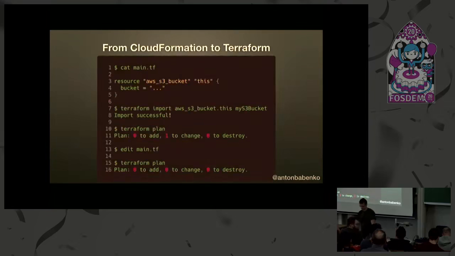It looks like this: you have to write code describing these resources, like in this case an S3 bucket, and you have to import it, and you have to see that the plan is happy because you customized the resource configuration and there is nothing else to change. So what you have now is that the resource is managed using Terraform, and it does not have any relation with CloudFormation anymore.